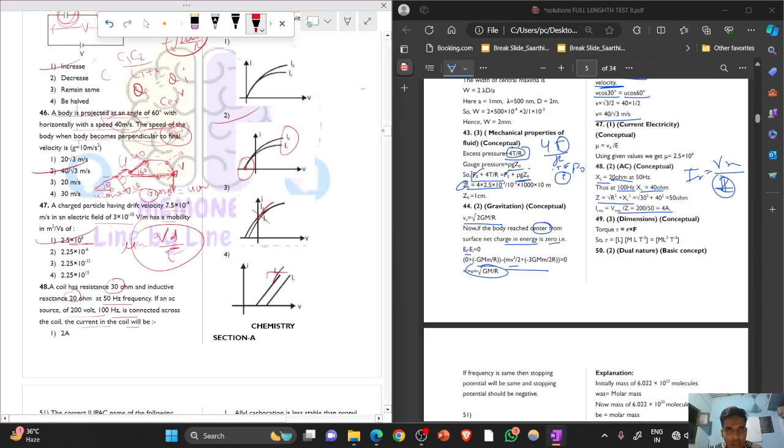This will not be correct, this can't be correct, this is not zero. Stopping potential can't be 0 if you have a given intensity. Stopping potential can't start from 0, it has to be negative. So option second will be the correct answer.